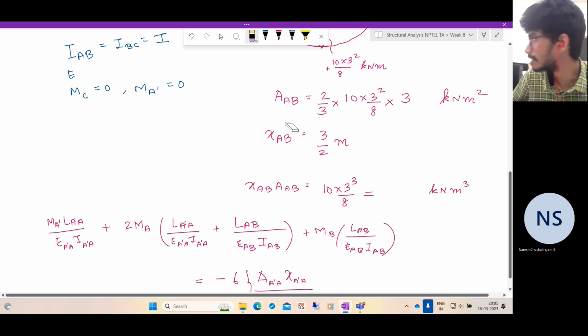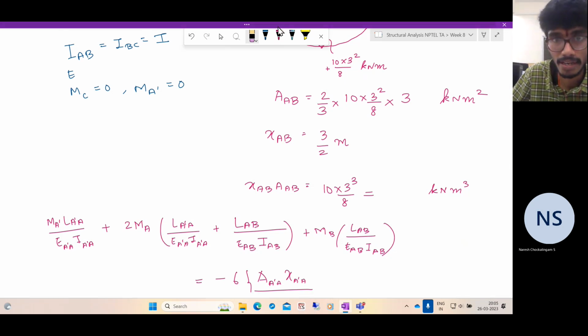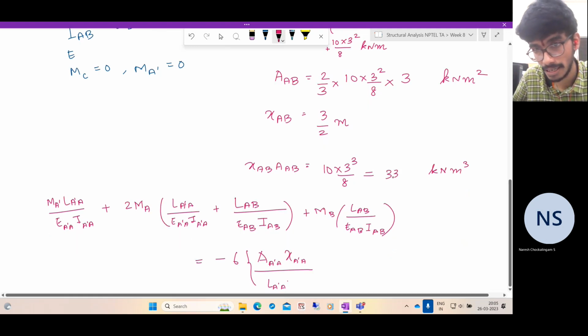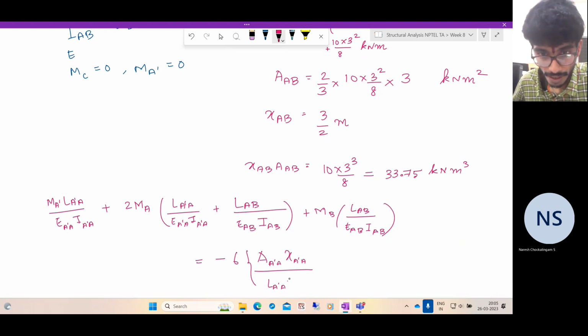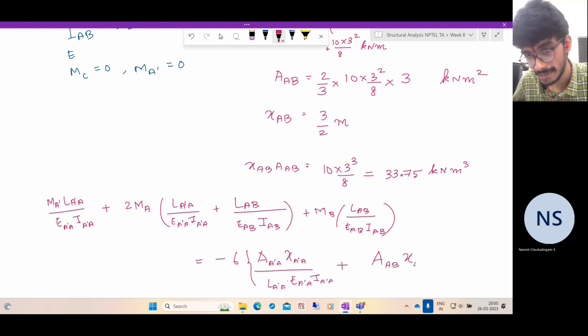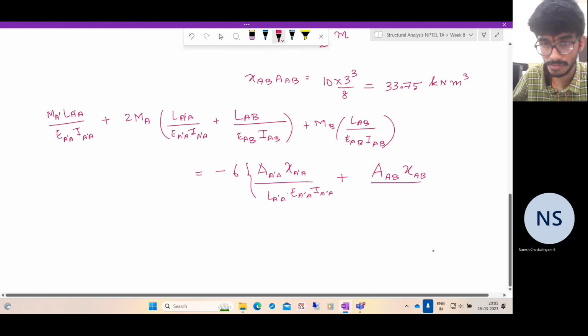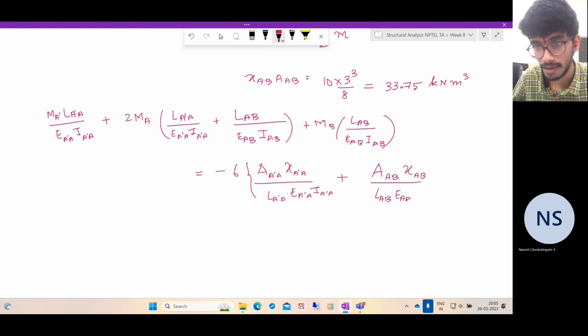So this is 33.75. So this value is not minus, this is plus 33.75 kilonewton meter square meter cube. EA prime A, IA prime A plus A AB X AB by LAB EAB IAB.